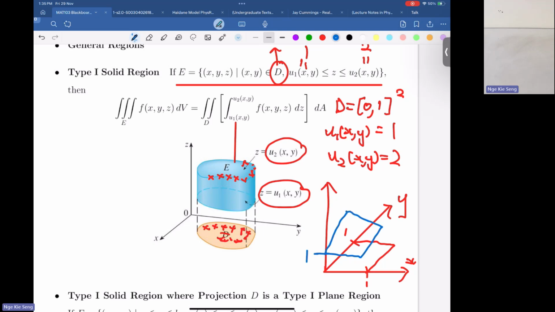So here is the constant function 1. And then constant function 2, again, you lift the plane higher by 1 unit. So everything in between, in this case, what do you get? You get a box, of height 1 and length 1, width 1 also. Does it make sense?